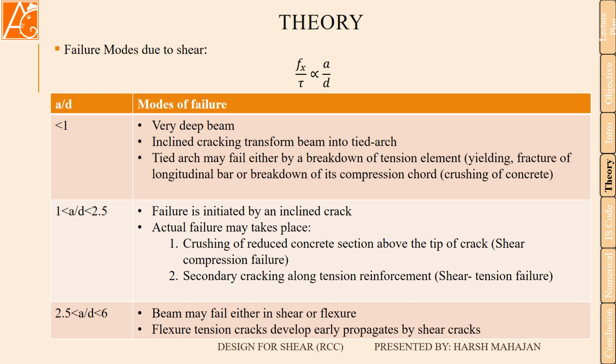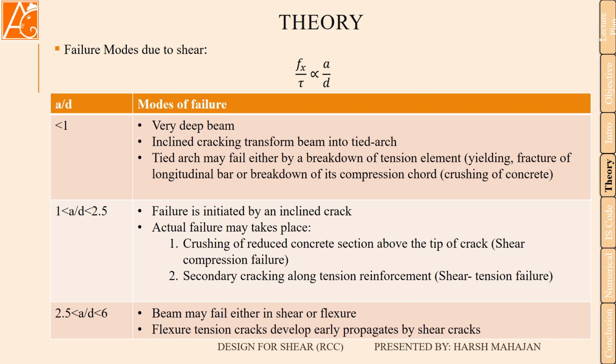Failure mode due to shear. So the ratio of Fx by tau is directly proportional to a by d. a by d means shear span to depth ratio. So if it is less than 1, it is a deep beam case. In the deep beam, inclined cracking transforms the beam into a tied arch. The tied arch may fail either by breakdown of the tensile element. The tensile element breakdown will occur due to yielding of steel, flexure in the longitudinal bar, or breakdown of the compression chord. So in compression there will be crushing of the concrete.